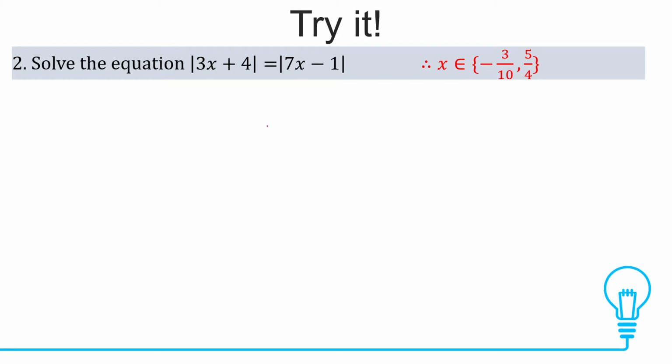Now, the second question, we have absolute values on both sides. If both sides have an absolute value, as we already saw in our example, we do not need to care much about the other side, but we just open up the absolute using the same definition as when one side has the absolute only. That means we have 3x plus 4 equals 7x minus 1, or 3x plus 4 equals negative 7x plus 1.